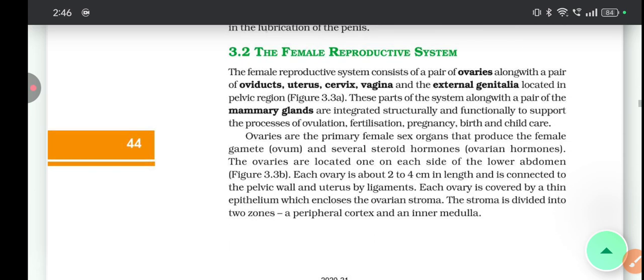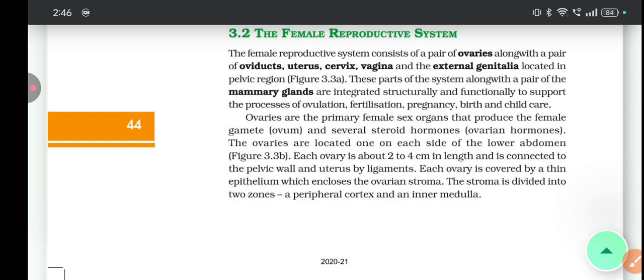Now let's move to the female reproductive system. The female reproductive system consists of a pair of ovaries along with a pair of oviducts, uterus, cervix, vagina, and the external genitalia located in the pelvic region.